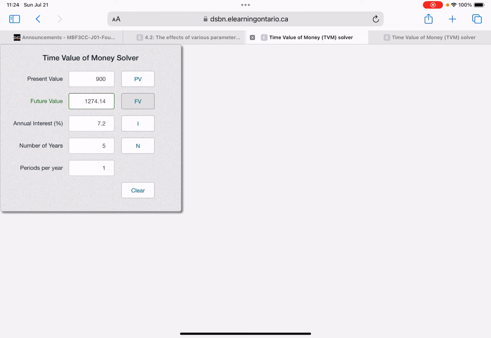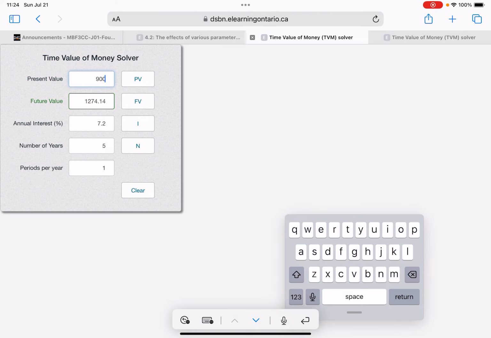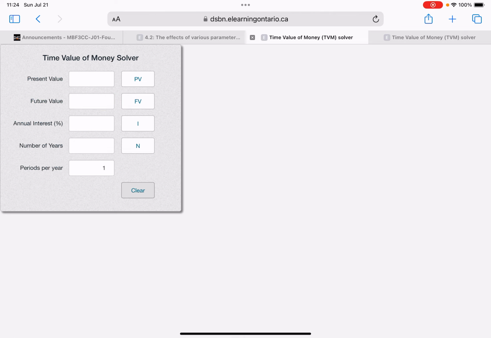Okay, why did that happen? Nothing happened to the interest rate, nothing happened to the number of years, but you're missing a sliver of that interest that's calculated on top of other interest. That's the key principle. What if you want to go the other way? Well, if you want to figure out the present value, first of all, I would just clear everything.